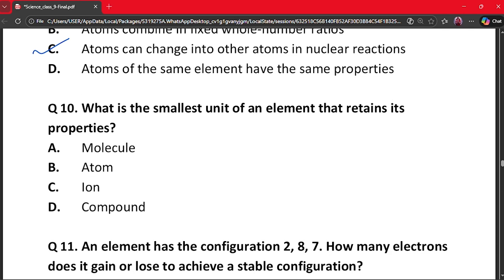Our next question is question number 10. What is the smallest unit of an element that retains its properties? A. Molecule, B. Atom, C. Ion, and D. Compound. The correct answer is atom, because the smallest unit retaining the chemical properties of an element is an atom. So molecules represent combined atoms, not the smallest unit of an element. Hence atom is the correct option.